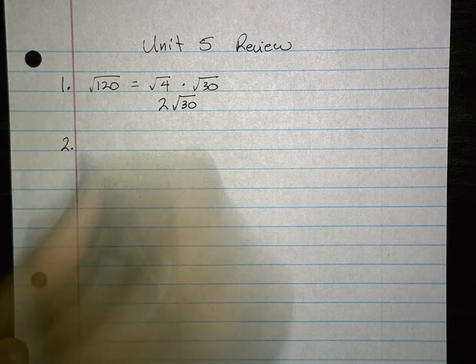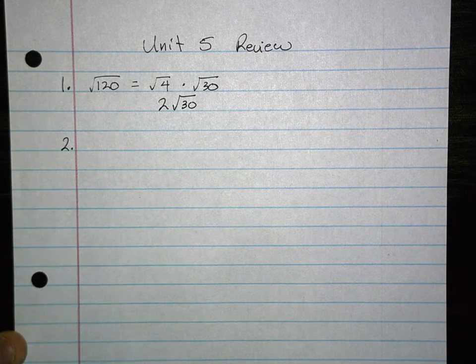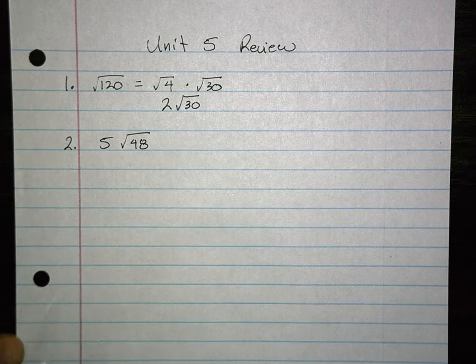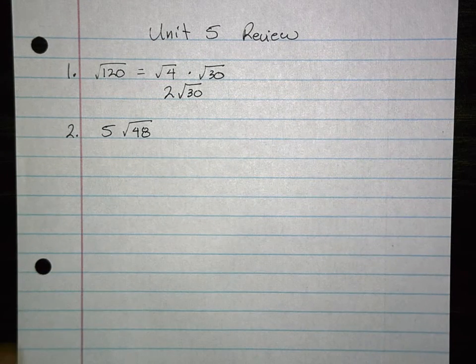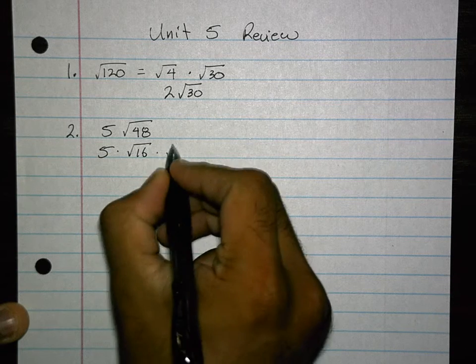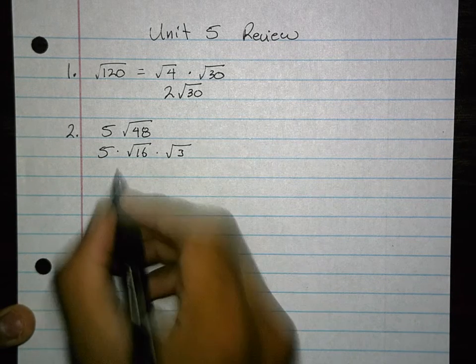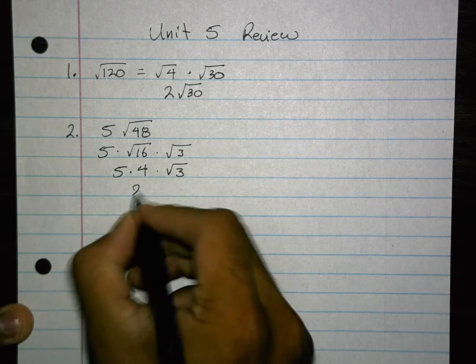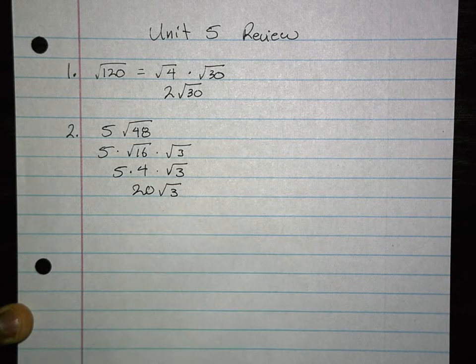Number 2 says 5 root 48. And so you're looking for perfect squares. If you look at 48, try to divide it by perfect squares, like 16, 25, things like that. And 16 goes in there. You're going to have 5 times the square root of 16 times the square root of 3. 16 is the biggest perfect square, which is 5 times 4 times root 3. So it'll be 20 root 3.